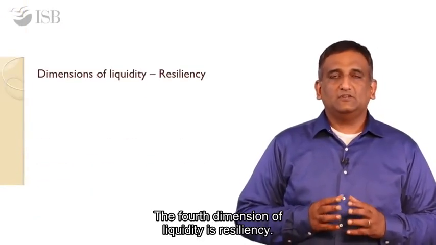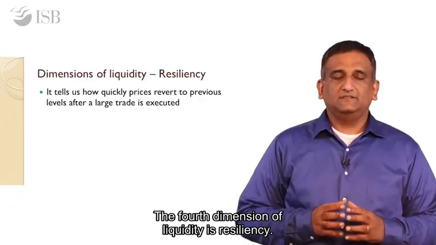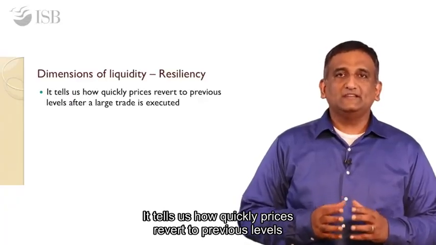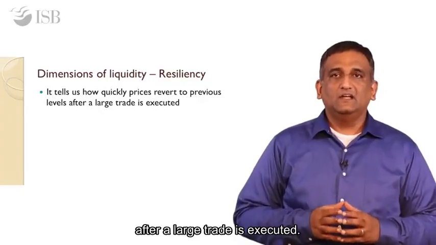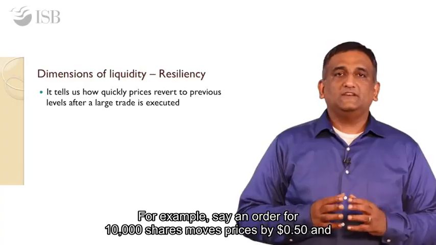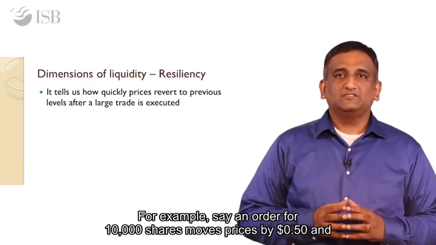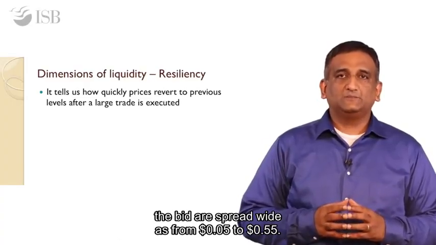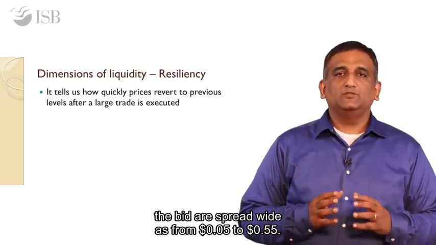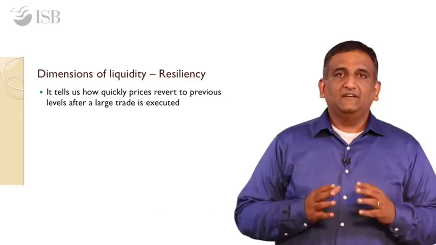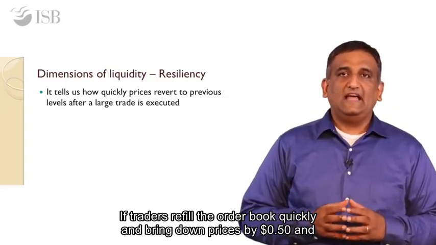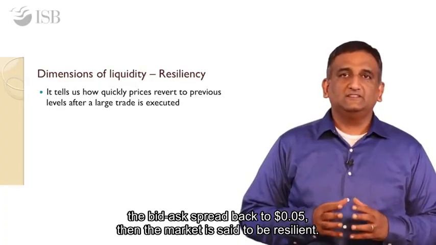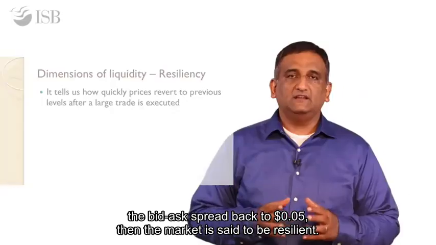The fourth dimension of liquidity is resiliency. It tells us how quickly prices revert to previous levels after a large trade is executed. For example, say an order for 10,000 shares moves prices by 50 cents and the bid-ask spread widens from 5 cents to 55 cents. If traders refill the order book quickly and bring down prices by 50 cents and the bid-ask spread back to 5 cents, then the market is said to be resilient.